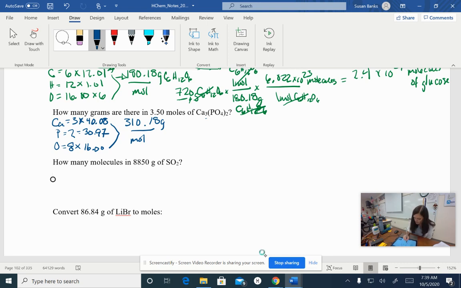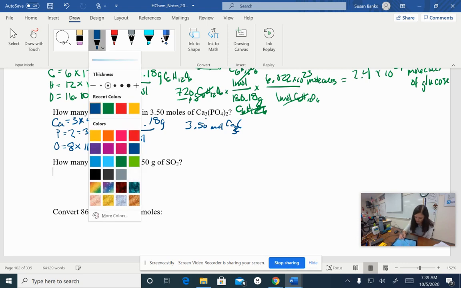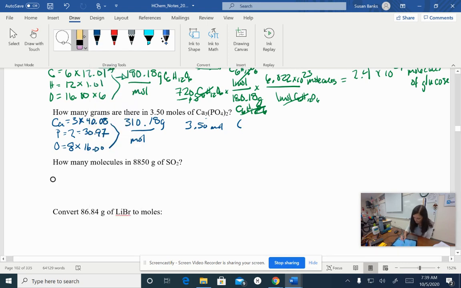So I'm going to start with the number that is given to me, 3.5 moles of calcium. Actually, calcium, I can't write today. Do you ever have days that you just can't write?